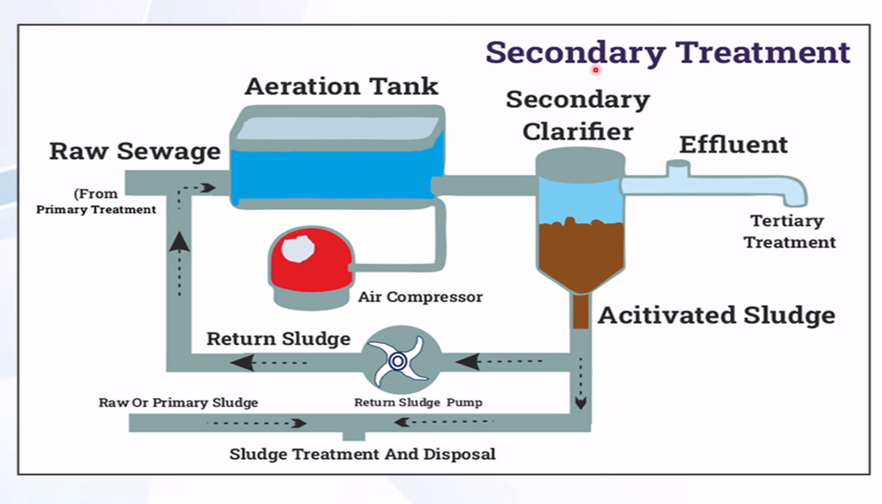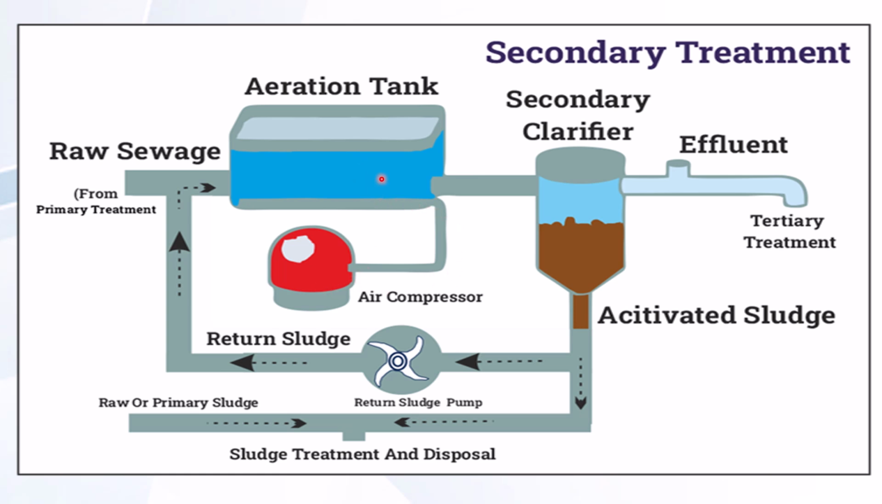This is the typical diagram of a secondary treatment. Here the raw sewage is coming from the primary treatment. Here is the aeration tank in which the microbes and the wastewater are mixed, and from here the air is being transported to this tank.